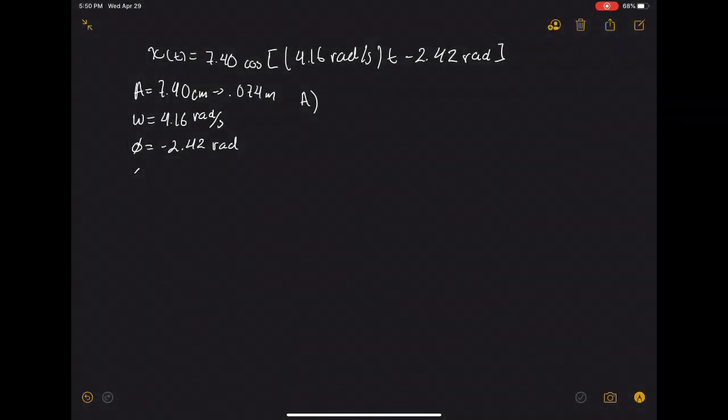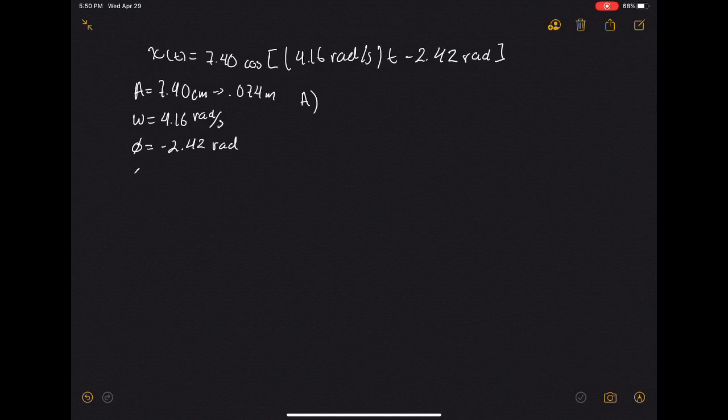Okay, for this problem 14.21, it says a 2.50 kilogram mass on a spring has displacement as a function of time given by the equation x(t) = 7.40 centimeters cosine(4.16 radians per second times t minus 2.42). Part A is asking to find the time for one complete vibration.